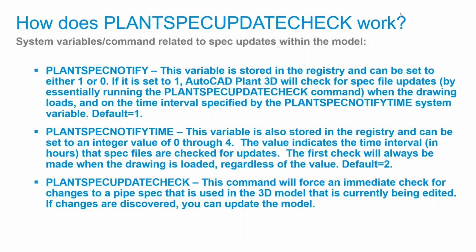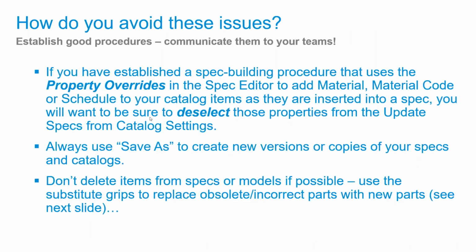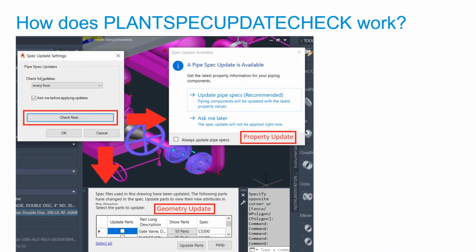So how does the plant spec update check work? The plant spec notify variable is stored in a registry and can be set to 1 or 0. If it's set to 1, Plant 3D will check for spec file updates by running this plant spec update check command when the drawing loads, and on the time interval specified by the plant spec notify time system variable. This is what you can set here: check for updates every hour or different.